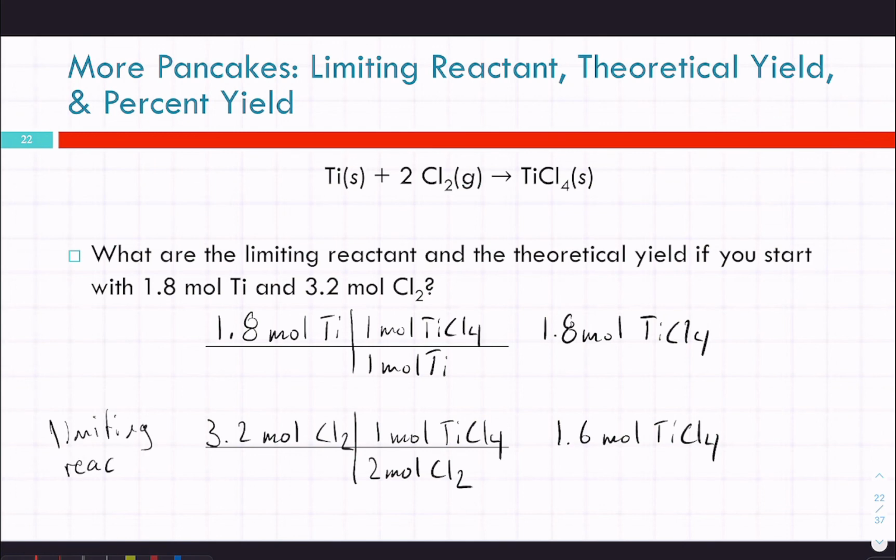That's our limiting reactant. And then what is our theoretical yield? Thought I heard something. 1.6. Yeah, 1.6. So it's the amount of titanium chloride, or the amount of product that's made, with our limiting reactant. Cool. All right, so we'll leave that off there.